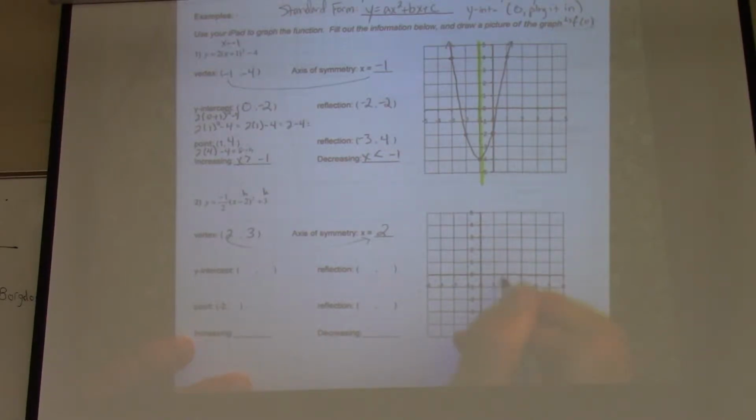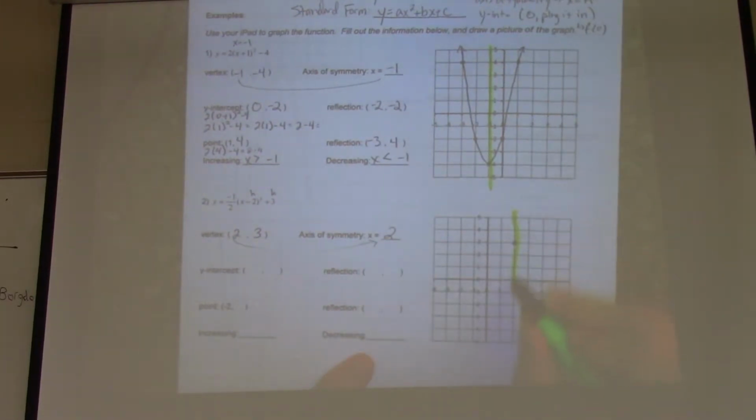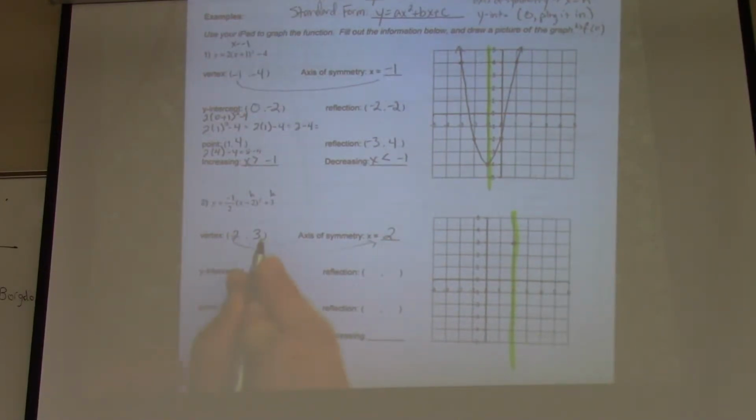The vertex x value is always the axis of symmetry. And I think what might help some people is just to start plotting this stuff right away. I know that's my vertex, so I know that gives me my axis of symmetry. Now if you had negative 2, 3 here, your graph is off. I know my y-intercept is 0 something, and it's not 0, 3. I've got to plug 0 in.